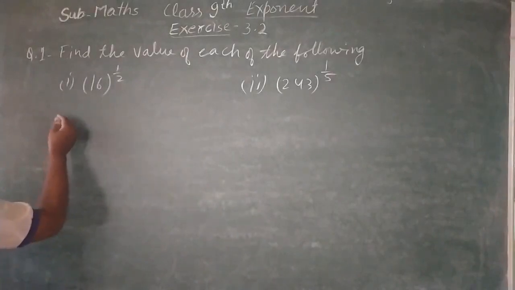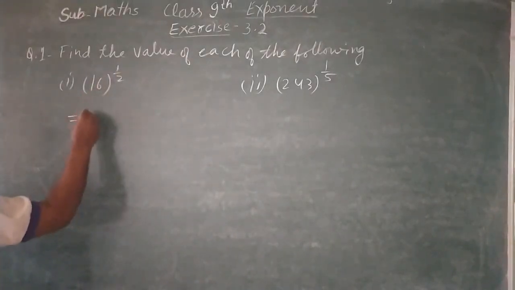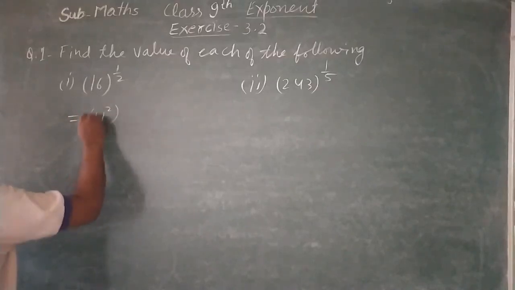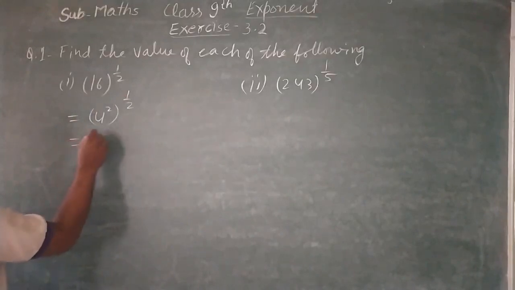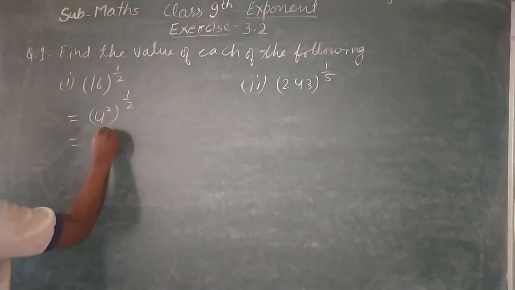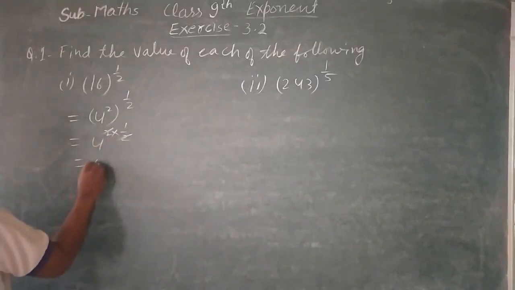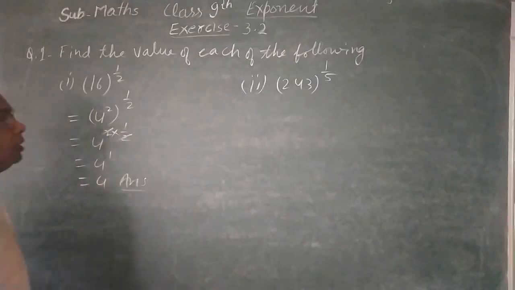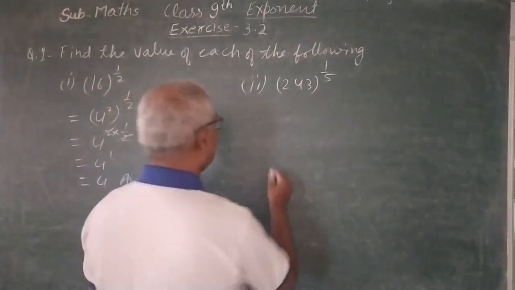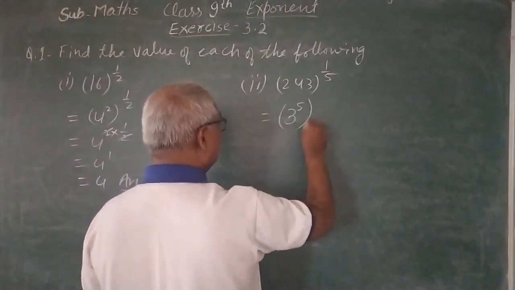How can we find this one? 16 to the power 1 by 2. So it is 4 to the power 2, and the upper part power is 2, so it is a power of a power. So 4 to the power 2 into 1 by 2. 2 cancels with this 2, so we get 4 to the power 1, and that is 4. That's the answer.